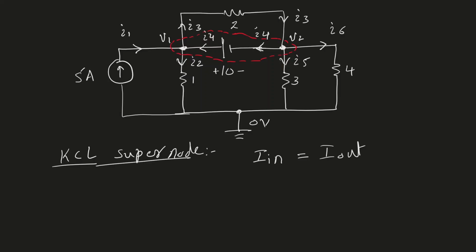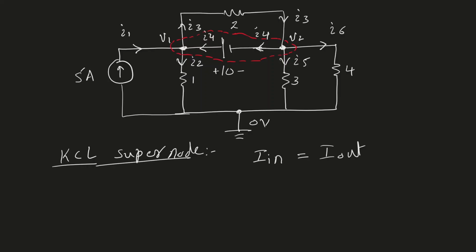Similarly, I3 leaves our supernode at this point, and I3 enters the supernode at this point. So therefore, again, I3 will be coming into the node and leaving the node. Therefore, it will be present on both sides of our equation, and therefore it will just cancel out. So we do not need to consider I3 and I4 because these terms will be present on both sides of the equation and they will cancel out. The rest of the currents we will consider.